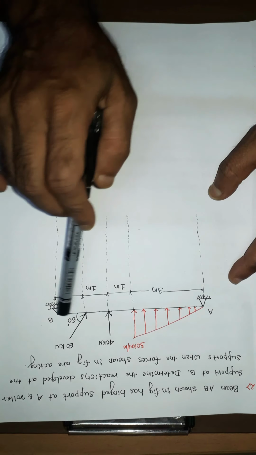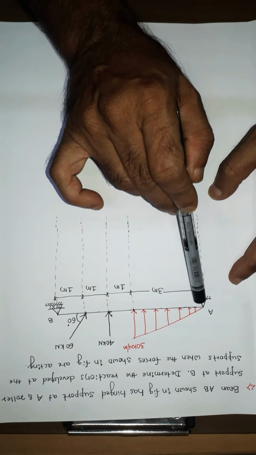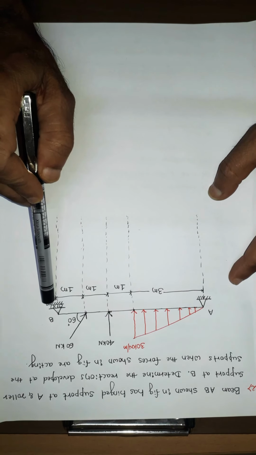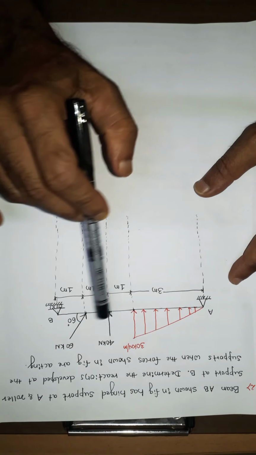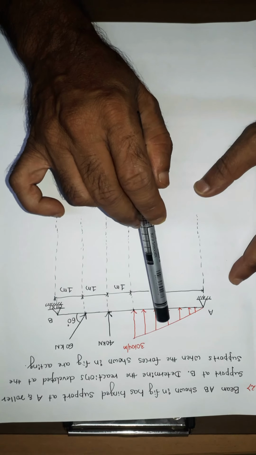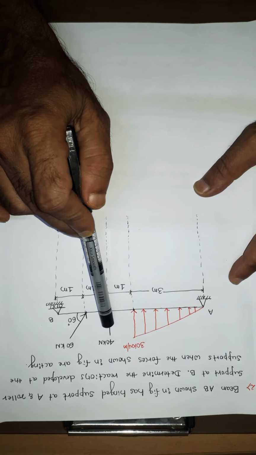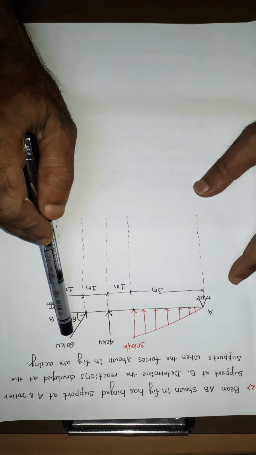This beam AB has a hinged support at A and a roller support at B, and it is subjected to loads. This is a triangular load or UVL, that is, uniformly varying load. Then a 40 kilonewton point load and a 60 kilonewton point load. This is inclined. So as usual, the first step is to draw the free body diagram.